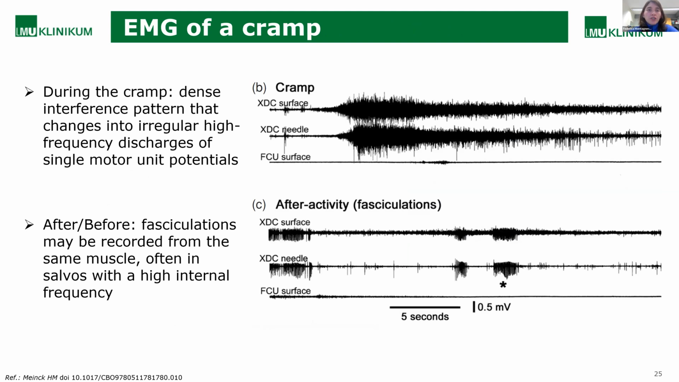If we perform an EMG during the cramp, we will see, differently from a muscle contracture, a very dense interference pattern with often a gradual increase of the number of the motor units involved and the increase of the firing rate, followed by a slow decrease. And then in the phases immediately preceding or succeeding muscle cramp, we can have other forms of EMG activity as fasciculation potentials, or high-frequency discharges.